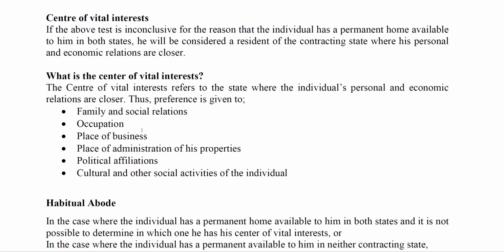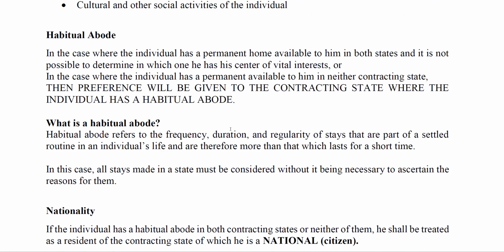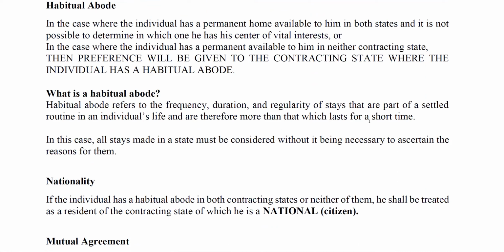So anytime you are answering questions, open your eyes to these things, right? 4PPPC, right? So all these things, look at them. Does that make sense? So what I want you to write is where economic and personal relations are closer, right? If you like, you can write family, social relationships, businesses, properties, political affiliations, and whatnot. Now, another one which could be a little confusing is habitual abode.